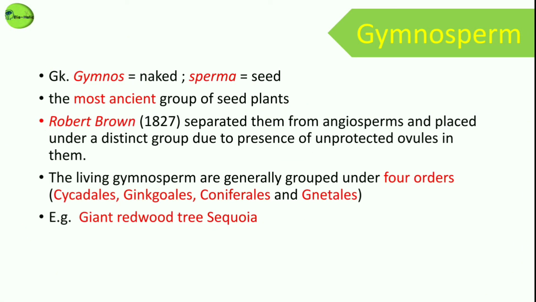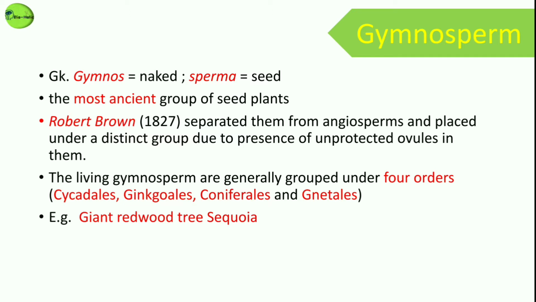So the gymnosperms are the flowerless plants that produce cones and seeds. And the term gymnosperm literally means naked seed, as the gymnosperm seeds are not encased within an ovary. Rather, they sit exposed on the surface of leaf-like structures which are called bracts. Now, these plants represent the most ancient group of seed plants.